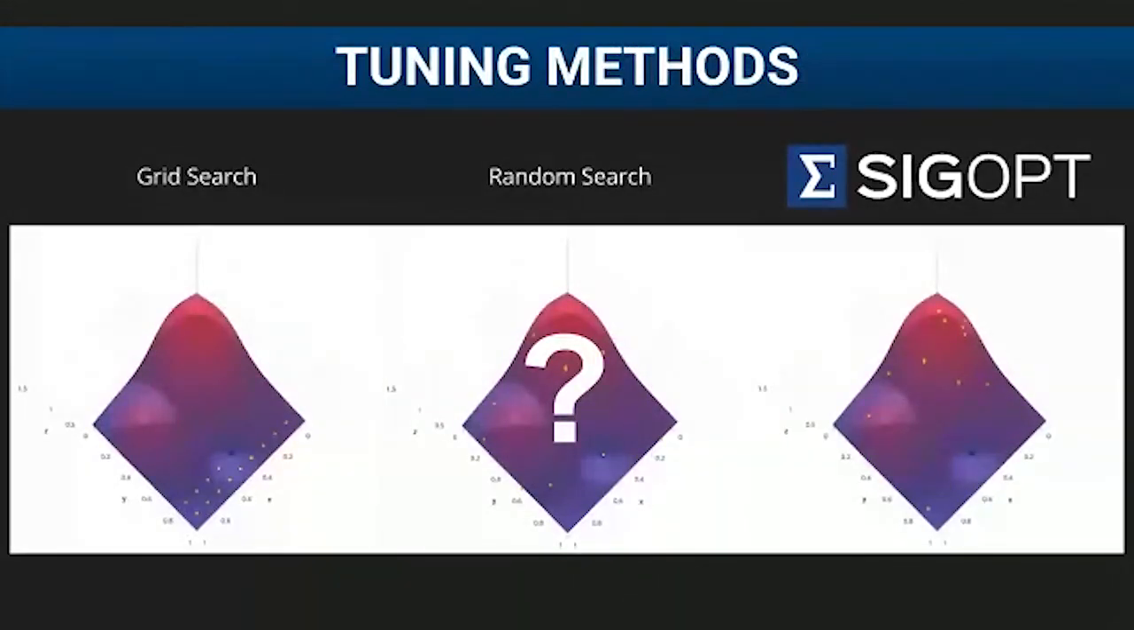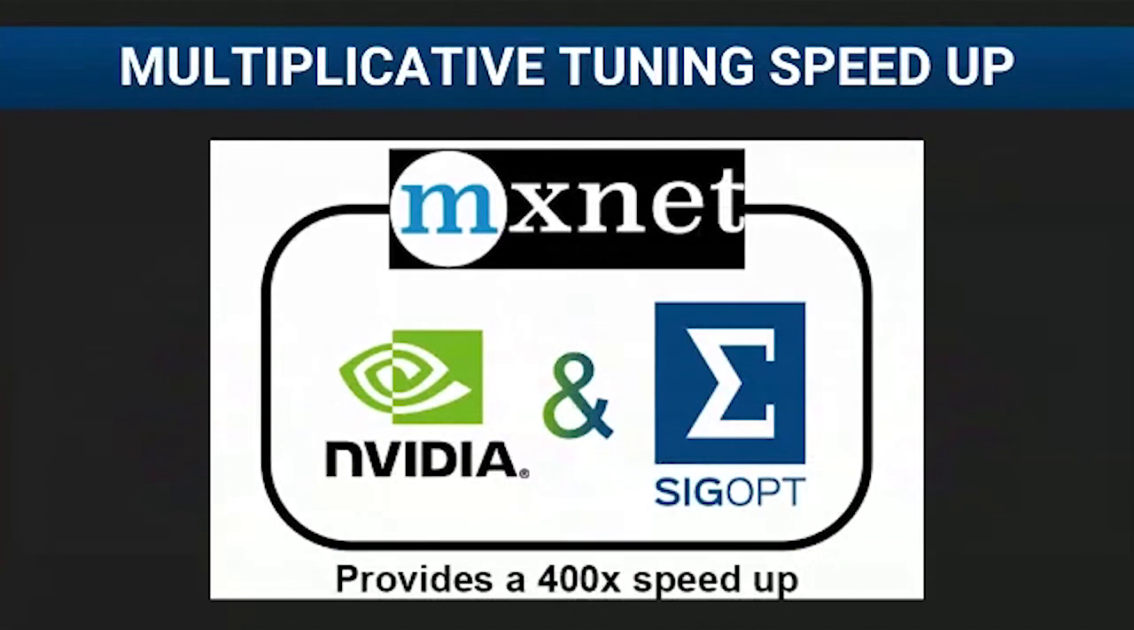The standard ways to tune this, if you go to a lot of the different open source libraries like scikit-learn, are things like grid search and random search, which are implemented for you, and they advocate for that. But we wanted to see what the difference was between that and something like Bayesian optimization. In this specific case, we were able to get a very significant speed up by leveraging NVIDIA GPUs to do the actual training and SigOpt to do the optimization of the hyperparameters.